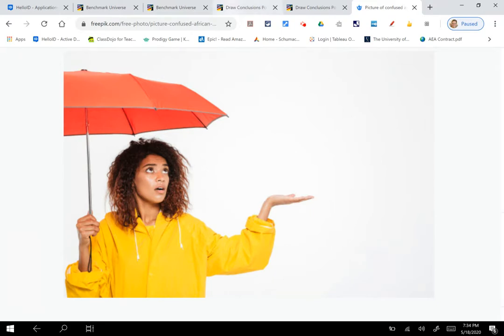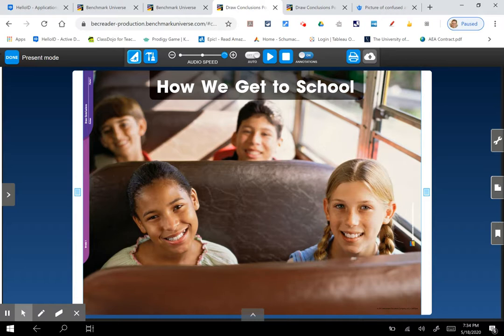Let me see if I can find it. Here we go. So this poster, when I look at it, the first thing I need to do is figure out what it's trying to show me. I can use the clues in the picture and what I already know to make an inference, or figure out what the author does not say. So let me show you how I'm going to do this. I already know something about this poster. The title is How We Get to School.